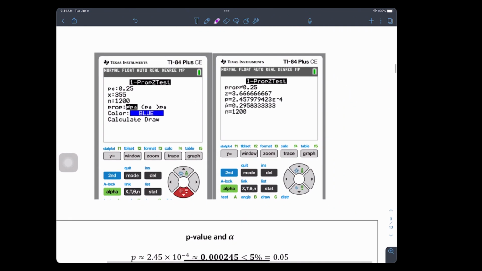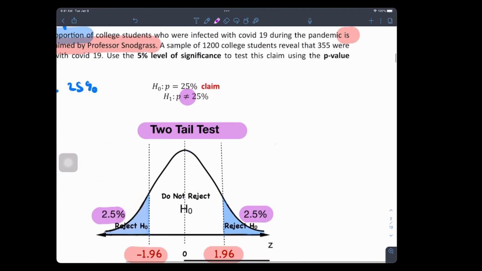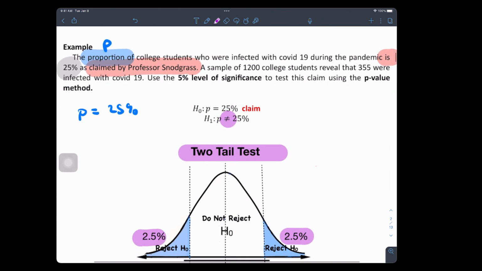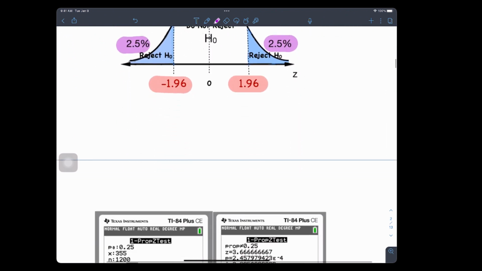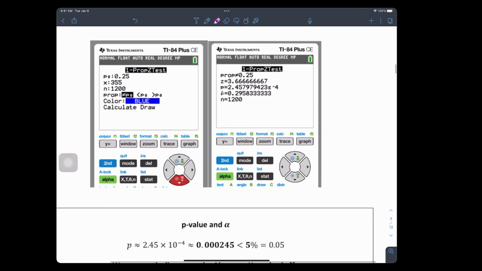Now, we went through one proportion z-test. We got this piece of information when we did it. We entered the sample information. Here's your sample information again. We already did this question. It's in our notes. What I want you guys to know is, where is the p-value?